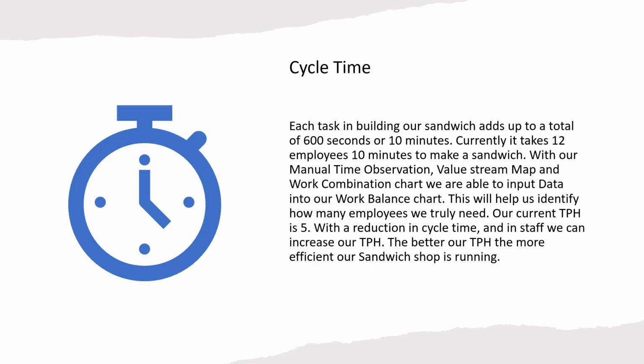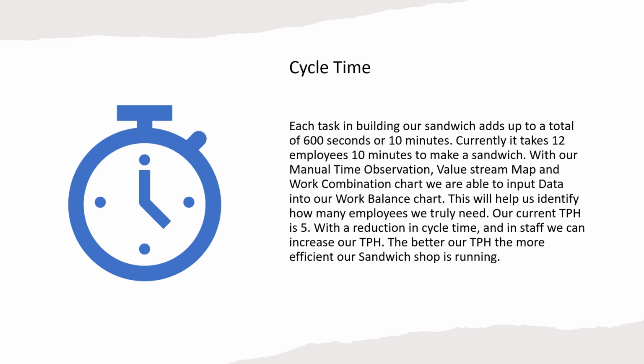Cycle time. Each task in building our sandwich adds up to a total of 600 seconds or 10 minutes. Currently, it takes 12 employees 10 minutes to make a sandwich. With our manual time observation, value stream map, and work combination chart, we're able to input data into our work balance chart. This will help us identify how many employees we truly need.